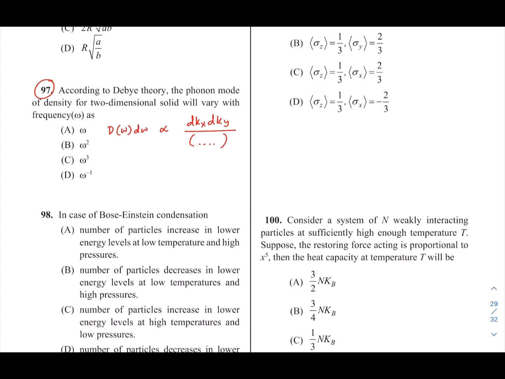So now we convert this to polar coordinates, that is k dk, and use the relation omega equals vk. Thus this becomes omega d omega. Thus g(omega) d omega is proportional to this, or g(omega), the density of states, is proportional to omega. So option A is the correct answer.